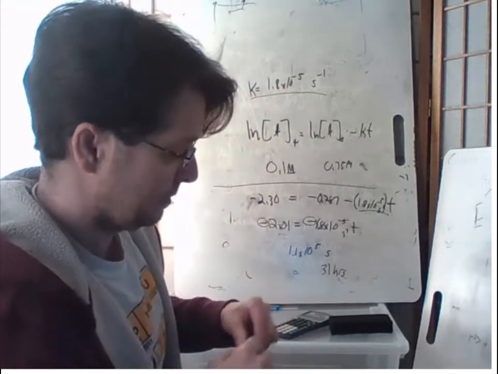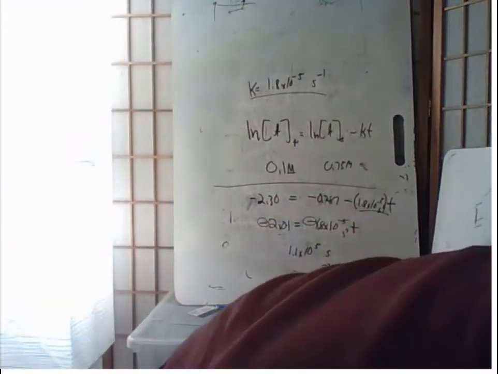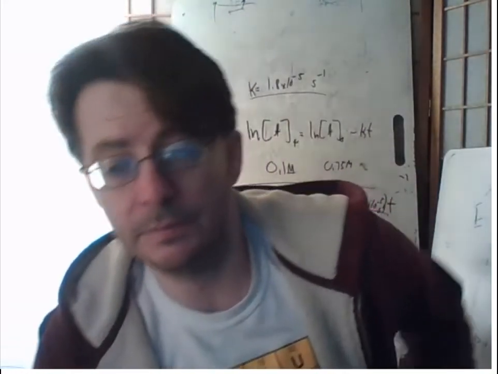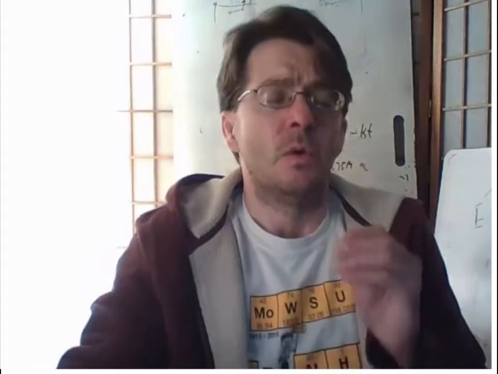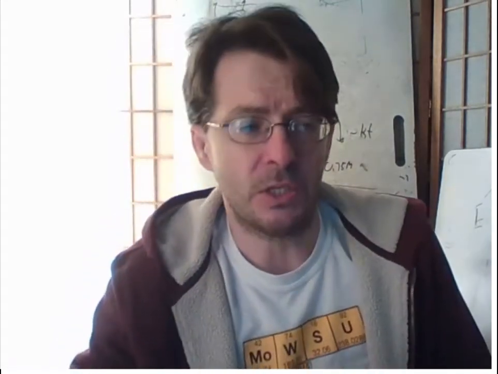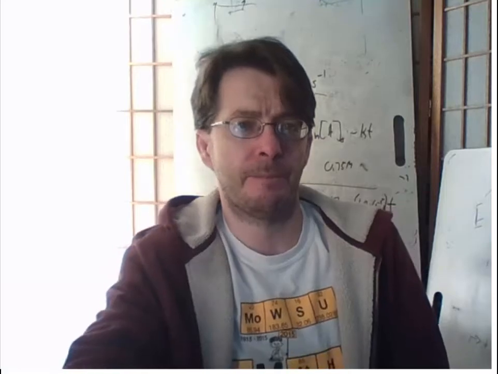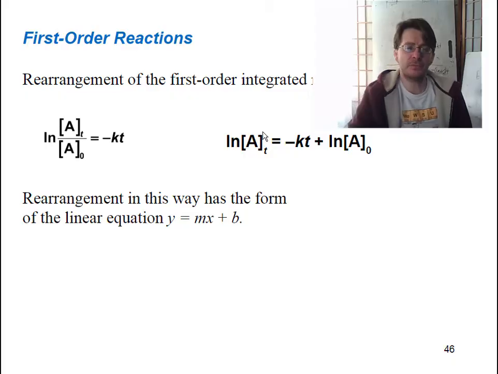So after 2 days or so, most of the hydrogen peroxide will be gone. So the integrated rate laws are excellent for figuring out, given this set of conditions, how much is left. All right. So that's for first order reactions.